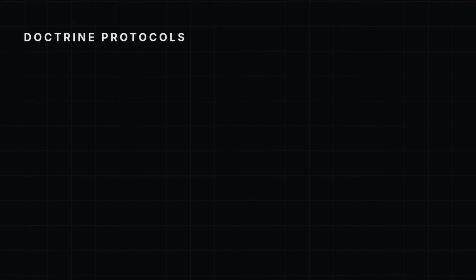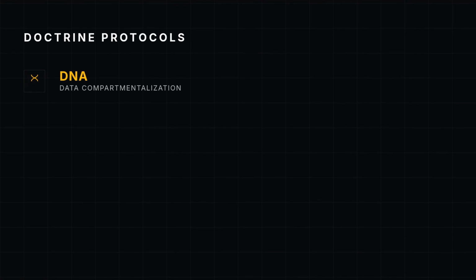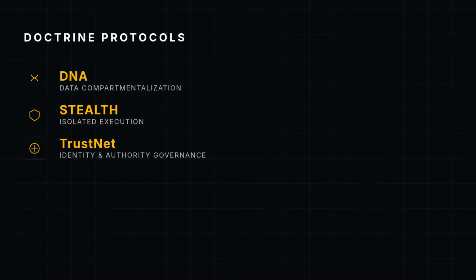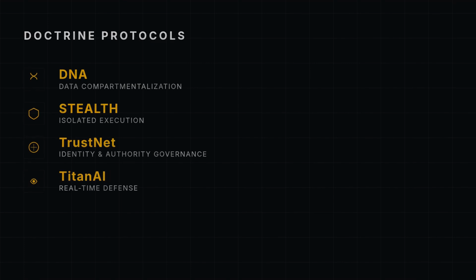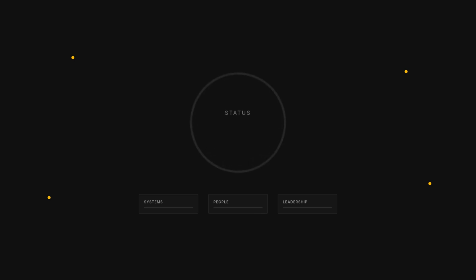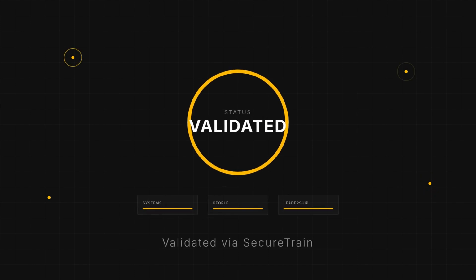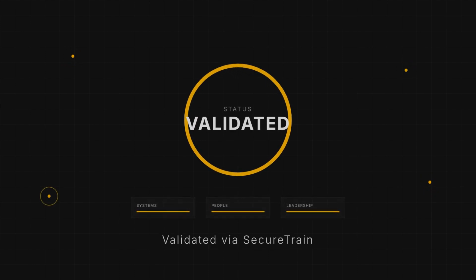Enforcement happens through doctrine protocols: DNA for data compartmentalization, Stealth for isolated execution, TrustNet for identity and authority governance, and Titan AI for real-time defense. These are control systems designed to eliminate dependency and lateral movement. Doctrine is not declared, it is validated. Secure Train places your organization inside controlled conflict scenarios, simulating real-world compromise conditions across systems, people, and leadership. You don't learn theory, you demonstrate whether your environment survives.